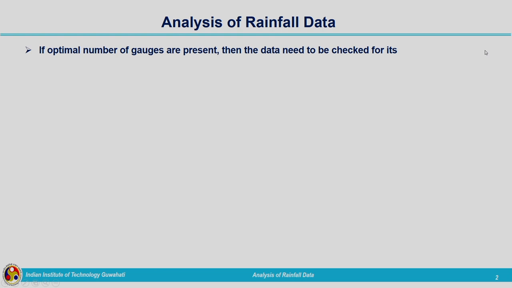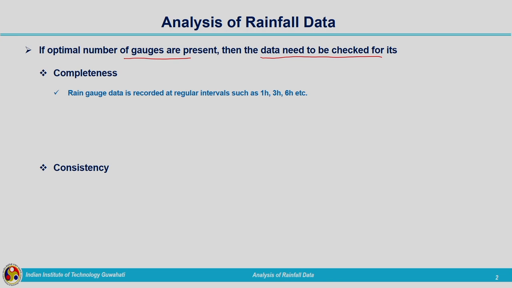We have seen the network of rain gauges and the optimal number of rain gauges. If the optimal number of rain gauges is present, the data which we are using for hydrologic analysis or any purpose needs to be checked for its completeness and consistency. Completeness means whether the data series is complete. If we are collecting 30 years of data, is the complete 30 years of data available with us? And is the data which we have collected consistent, that is, there are no inconsistencies in the data? This check needs to be carried out before making use of the data for any analysis.